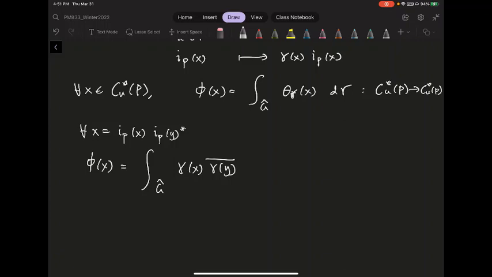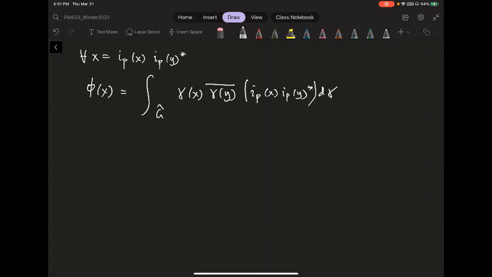All right, or you can think about gamma of y inverse, same thing. But you have i_p x and i_p of y, i_p y star, and then you do d gamma. This part really just doesn't depend on gamma. So you're just integrating over g hat of gamma, you can say xy inverse d gamma times dx. So this is just dx. It doesn't depend on gamma.